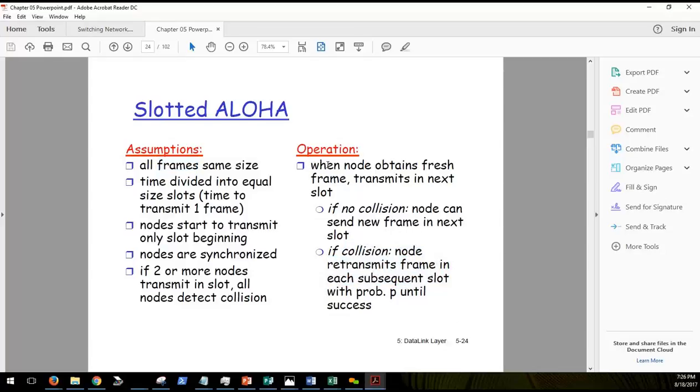So when a node obtains a fresh frame, it transmits in the next available slot. If it detects no collision, then the node can send a new frame in the next slot. However, if there is a collision, the node has to retransmit the frame in each subsequent slot with the probability of P until success. So let's take a look at the diagram here.